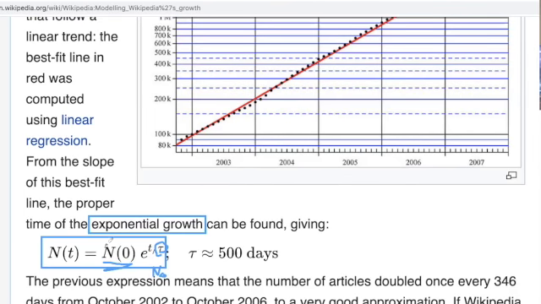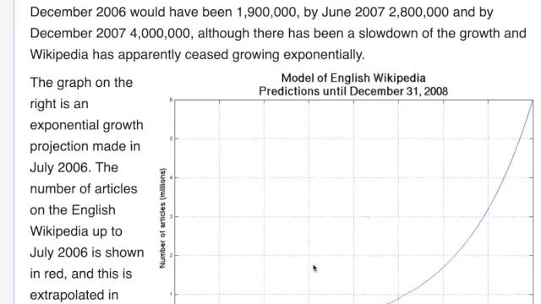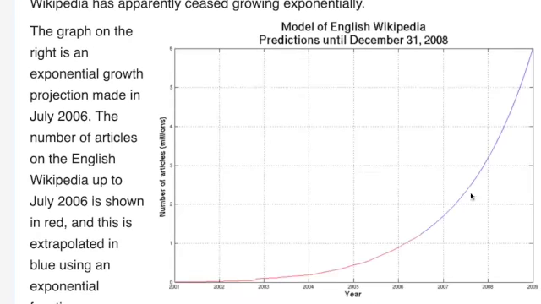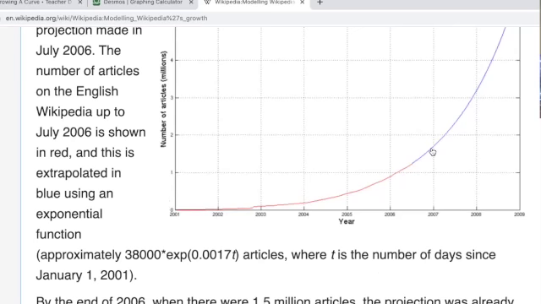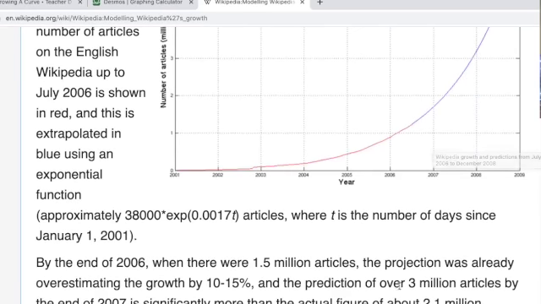So they fit the data and saw what this predicted. That's for exponential, and this is what the exponential curve looked like, but it was overestimating the growth pretty significantly. This model predicted that by 2007, there would be 3 million articles, and that was about 2.1 million articles too high. So there was a lot of error.